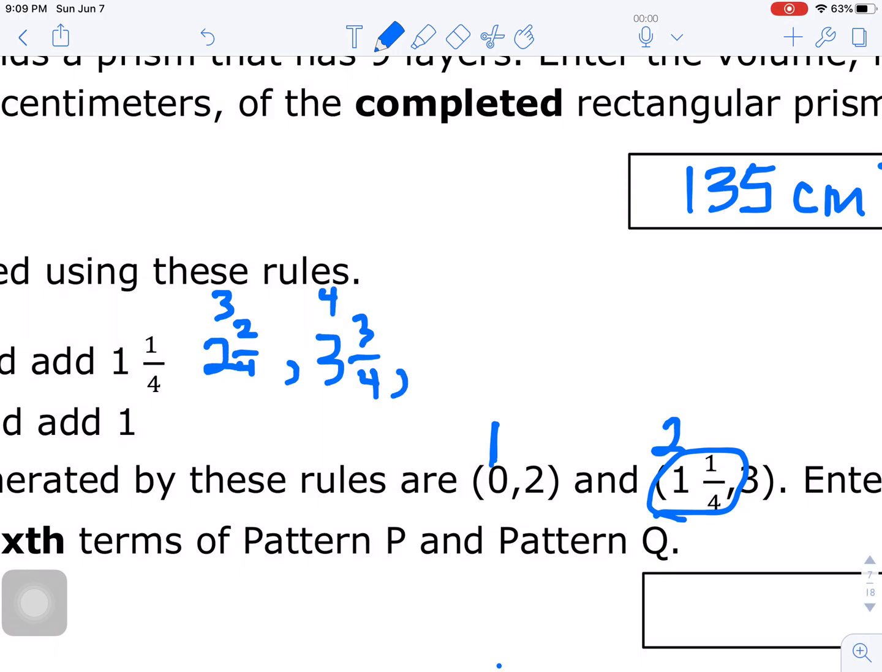And we add another 1 1/4. So 3 plus 1 is 4, plus 1/4, we would end up with 5, right? Why did I do that? I couldn't tell you. That's the fifth term. And then we're going to add 1 1/4 to that, which would be 6 1/4. Okay, so that's our sixth.